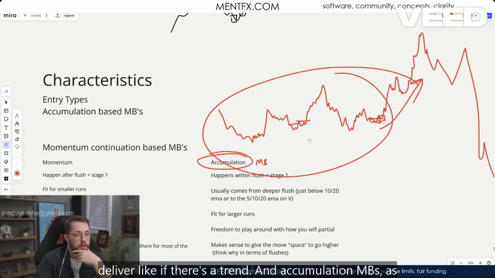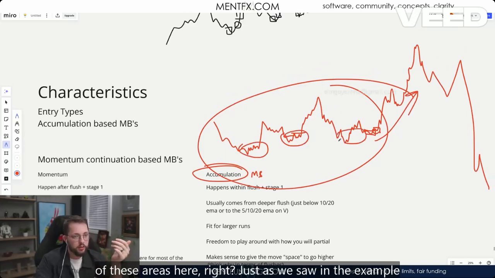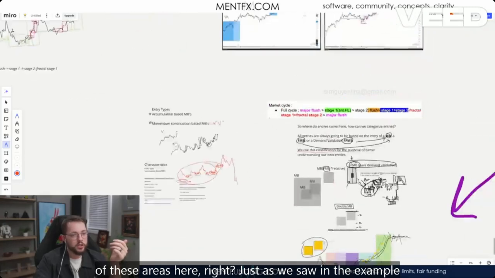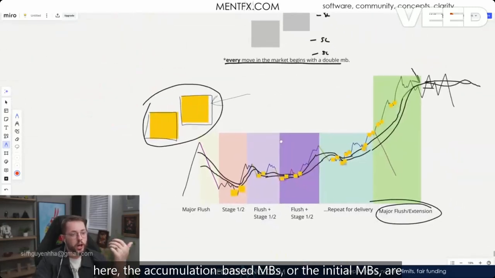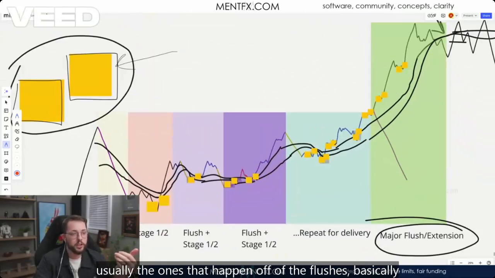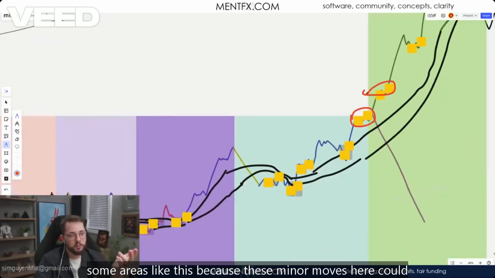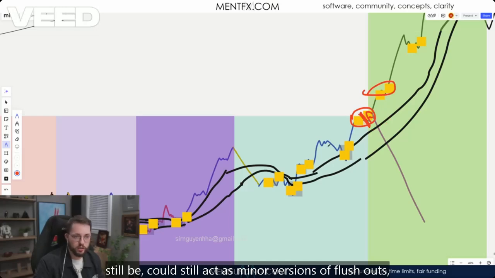And accumulation MBs, as per the diagrams we've looked at already, are the ones that pretty much occur inside of all these areas here, right? Just as we saw in the example here, the accumulation-based MBs or the initial MBs are usually the ones that happen off of the flushes, basically inside of these areas here, these areas here, these areas here. And you could even consider them in some areas like this, because these minor moves here could still act as minor versions of flush outs.